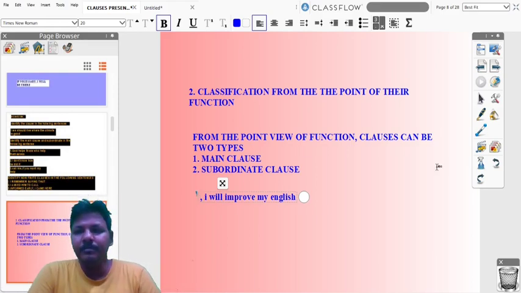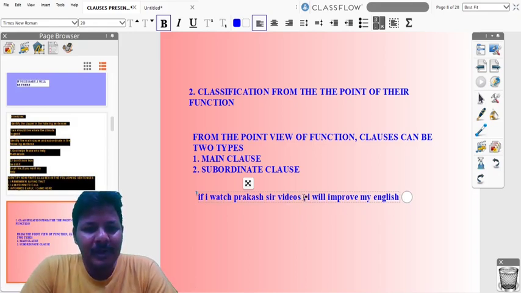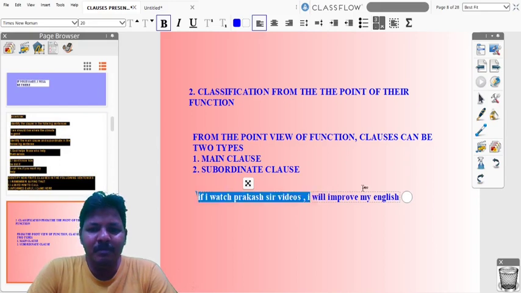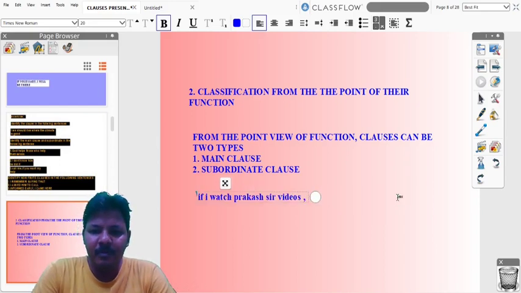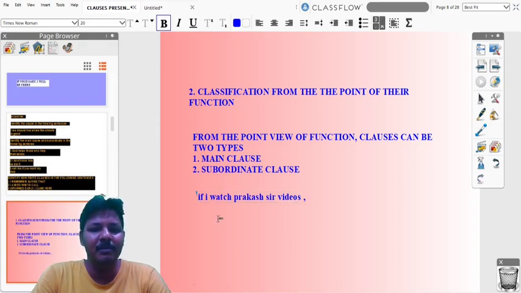And if I watch Prakash sir videos is the subordinate clause, because if we remove this part, it cannot stand as a sentence and it cannot give meaning, friends. So if I watch Prakash sir videos, what will happen? We don't know what will happen. So it cannot give complete meaning, friends. So that is called a subordinate clause, friends. So let me give you one more example for it.